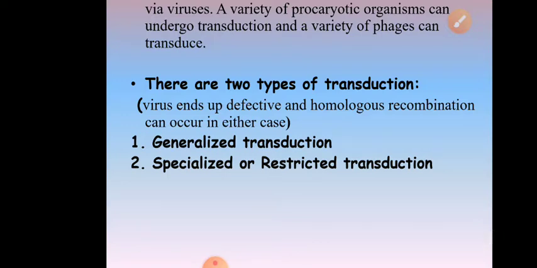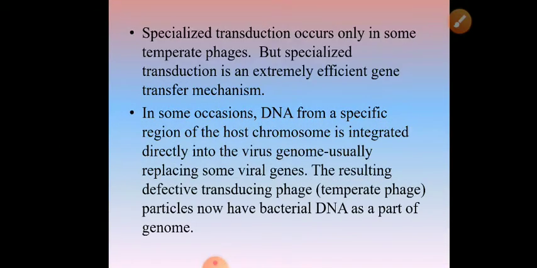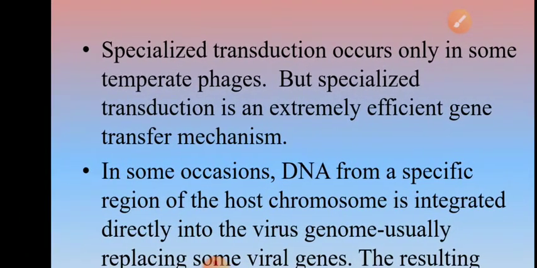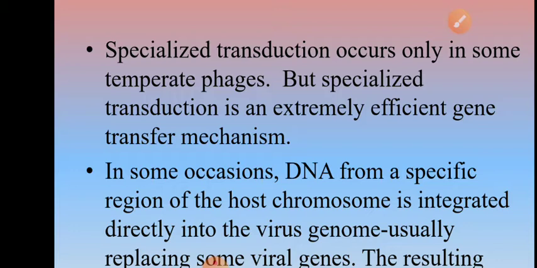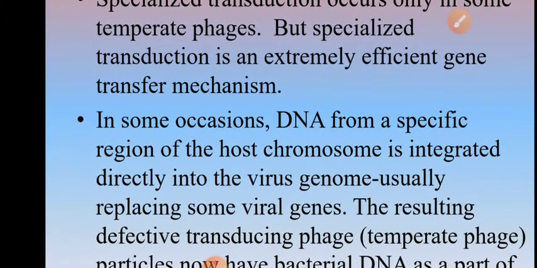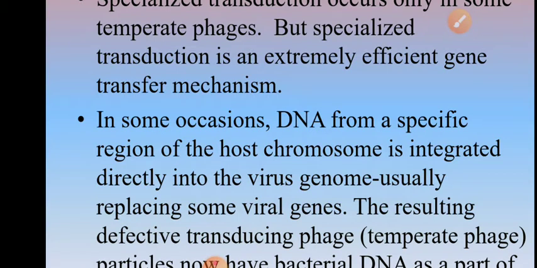Now we are going to discuss today specialized or restricted transduction. Specialized or restricted transduction is found mostly in temperate phages. It is extremely efficient as far as gene transfer from donor to recipient is concerned. What are temperate phages? Temperate phages are those which exist in prophage condition in their host. Now, what is a prophage?